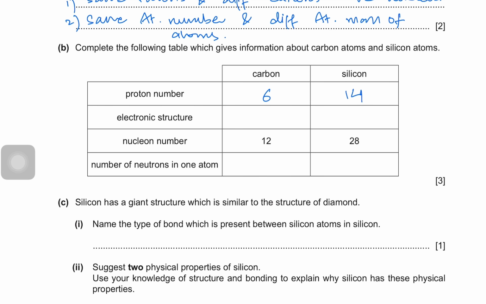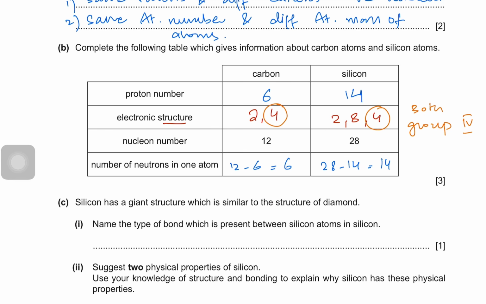Electronic structure means configuration. So it is 2, 4, and 2, 8, 4. The 4 in the end means they are both in group 4, or if you were an A-level student, you would say group 14. Nucleon number is already given, so how do we find neutrons? It is 12 minus 6, which means 6 neutrons here. It's 28 minus 14, which means 14 neutrons in silicon.